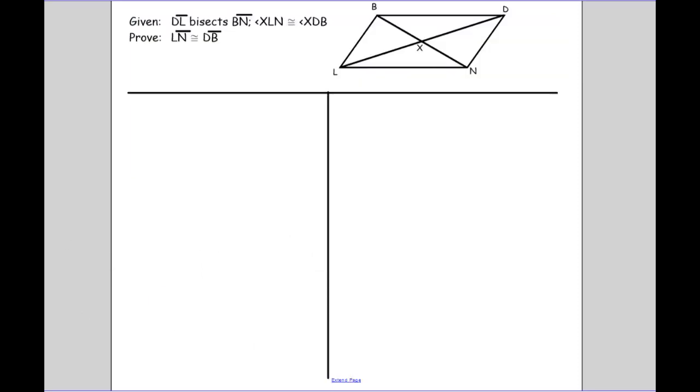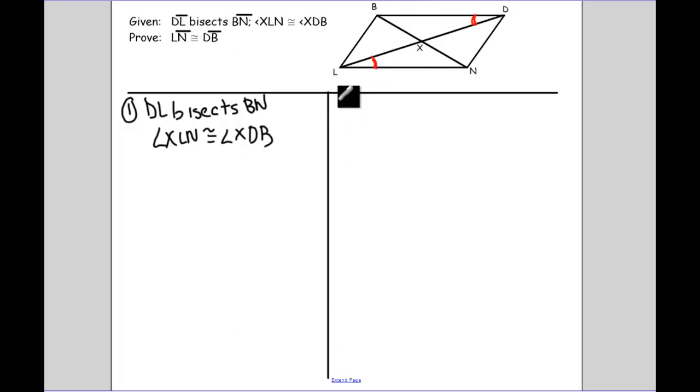Okay, so we're going to do some proofs. Our first one: DL bisects BN and X, angle XLN is congruent to angle XDB. So XLN, this angle here, is equal to XDB, that angle there. I'm trying to prove that LN is equal to BD.